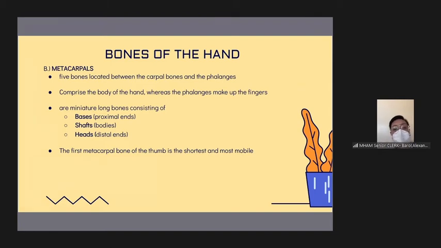We have also your metacarpals, which consist of five bones located between the carpal bones and your phalanges. They comprise the body of the hand, whereas your phalanges make up the fingers. Each metacarpal consists of your base, which is the proximal end, your shaft, which is the body, and the head, which is the distal end. Your first metacarpal bone, of the thumb, is the shortest and the most mobile.